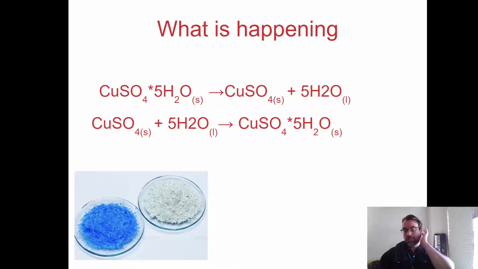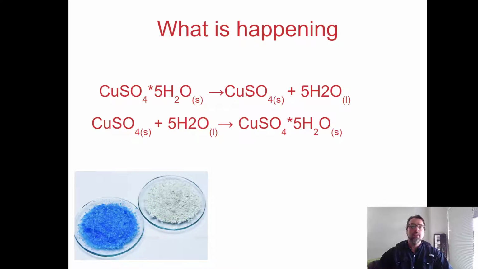Right here, we have a typical example, and this is one that we've already done a lab with before. This is something that happens with copper sulfate. Now, copper sulfate can exist in two different states. It can exist in a hydrated state where it has a whole bunch of waters attached to it, or it can exist in an anhydrous state. An anhydrous state essentially means that it has no water in it whatsoever.